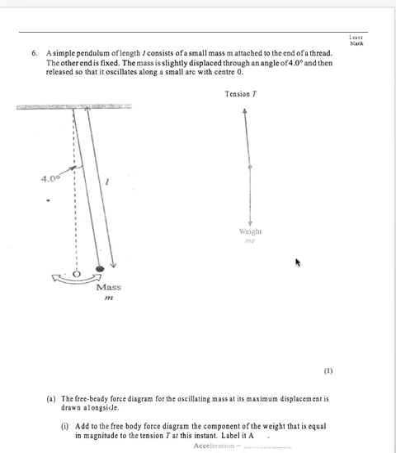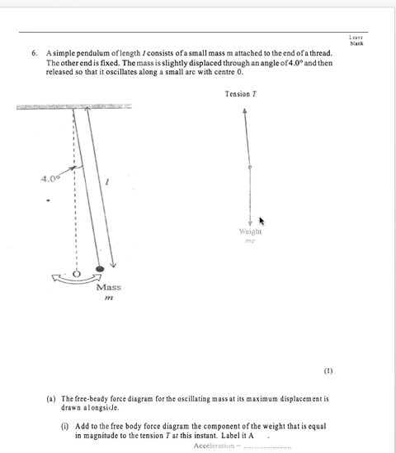Add to the free body force diagram the component of the weight that is equal in magnitude to the tension at this instant. Well, that's going to be a line that follows the same line, but the opposite direction of the tension down here. I can't draw on this diagram, as you'll be aware, having done the question yourself. So it should be along the tension line, pointing in this direction, and it should be the same length as the tension. So those three things are important: along that same line as the tension, in the opposite direction to the tension, and the same length.